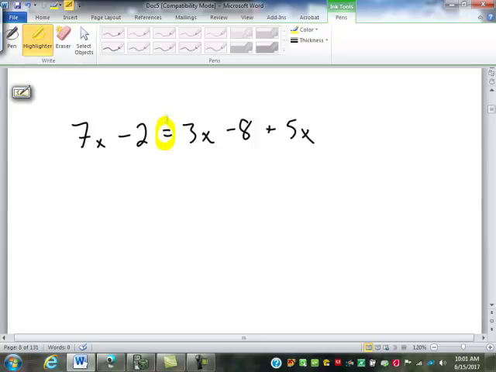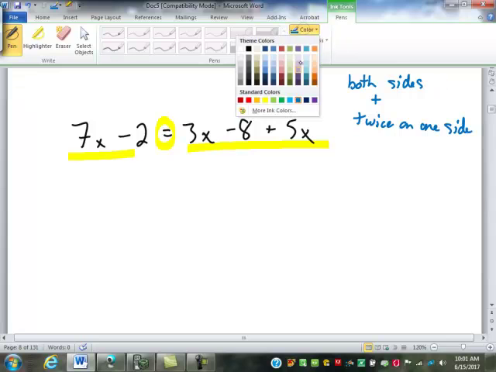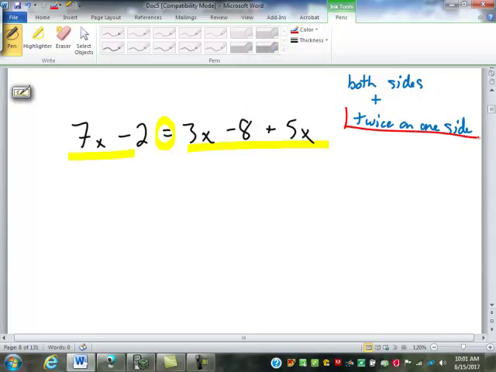Here's our equal sign. We go to identify where the variable is, and we see not only is the variable on each side of the equation, but it actually appears twice on the right side. When we have that case where both of those issues are there, not only is it on both sides, but it's also twice on one side, the one that we deal with first is the twice on one side. We will try to simplify each side first.